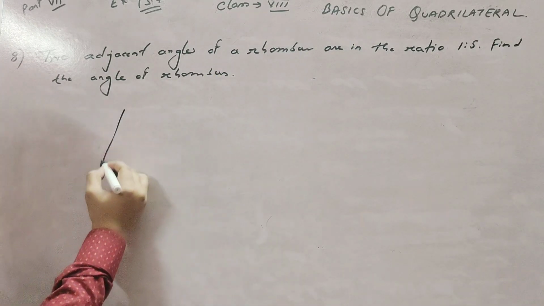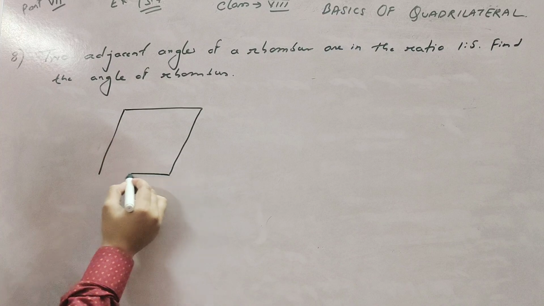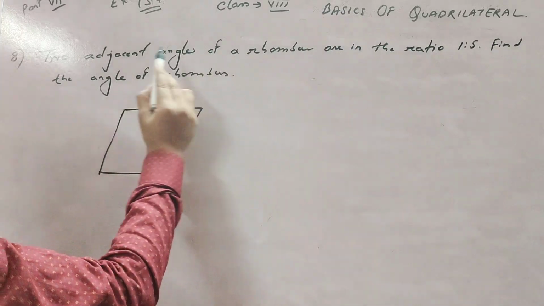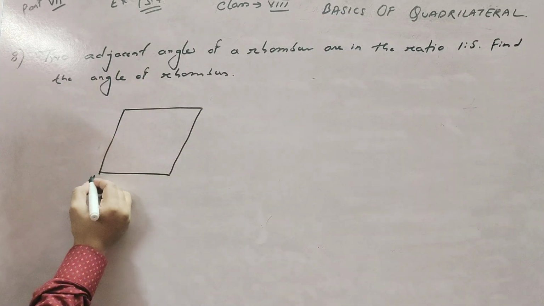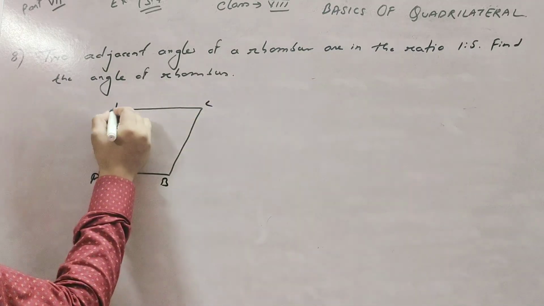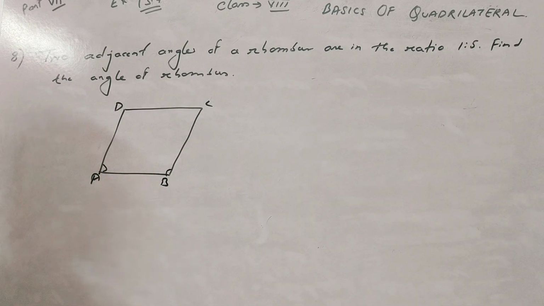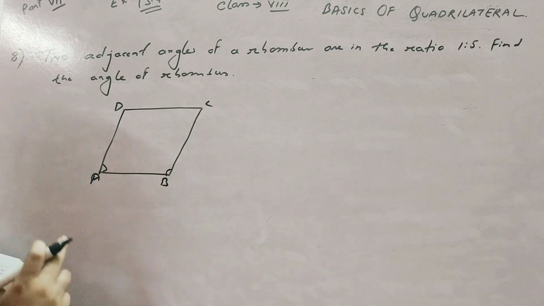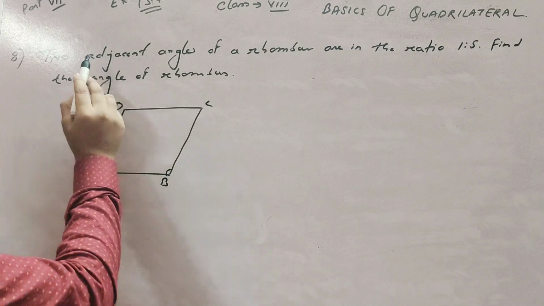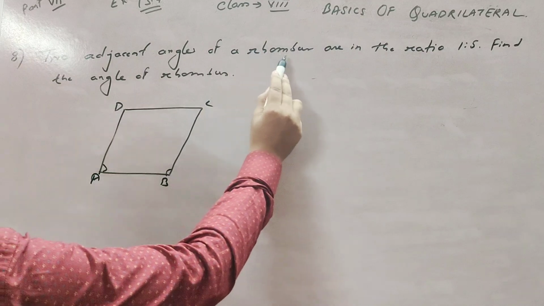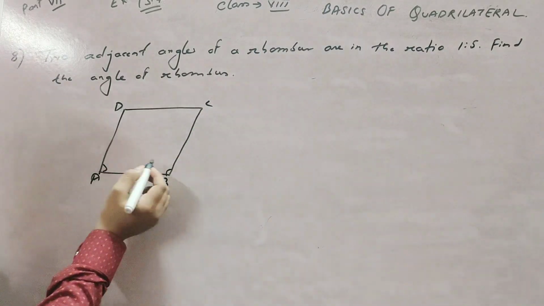First of all, this is your rhombus. The two adjacent angles mean this one and this one. Okay, we know that the sum of adjacent angles is what? 180 degrees. So two adjacent angles of a rhombus are in the ratio 1:5.